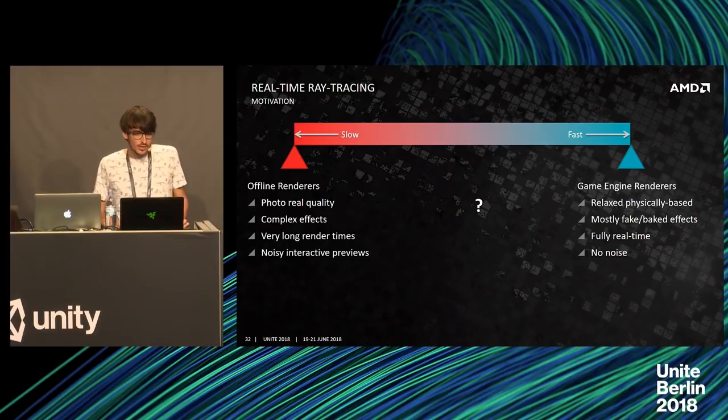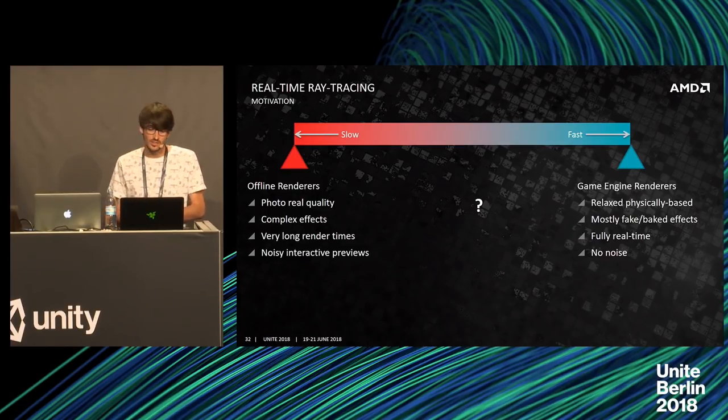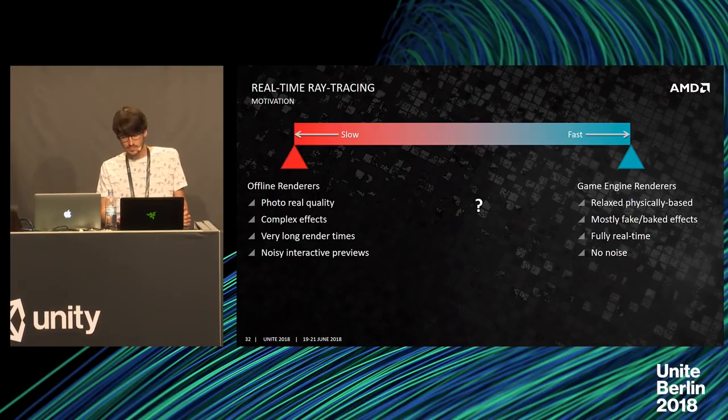OK, so moving on from Vulkan Easy, and now real-time ray tracing with ProRender. Essentially, the motivation for this really comes from realizing there's two sides to rendering these days. On the one hand, we've got the offline renderers that typically implement some kind of Monte Carlo path tracing algorithm or something like that. And they aim for very high quality, often photoreal, but they suffer from very long render times. They sometimes offer interactive previews, but these previews are not really real time and they're very noisy.